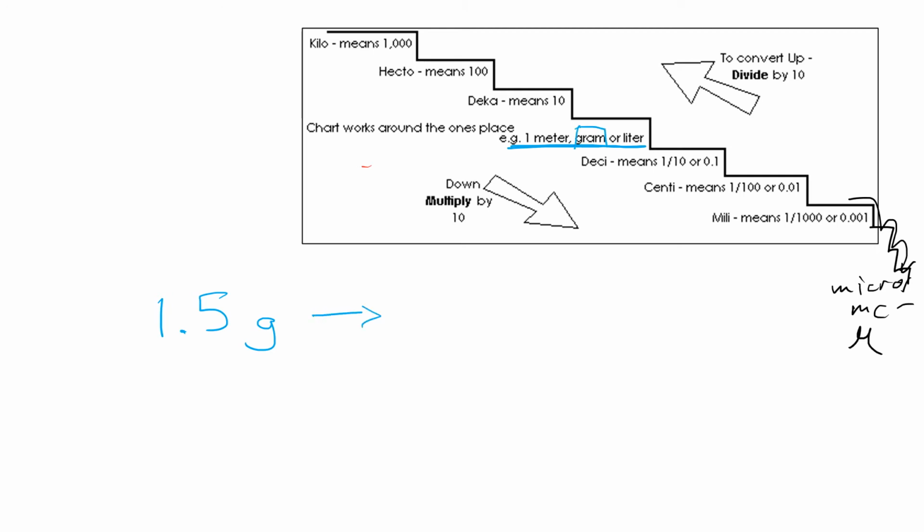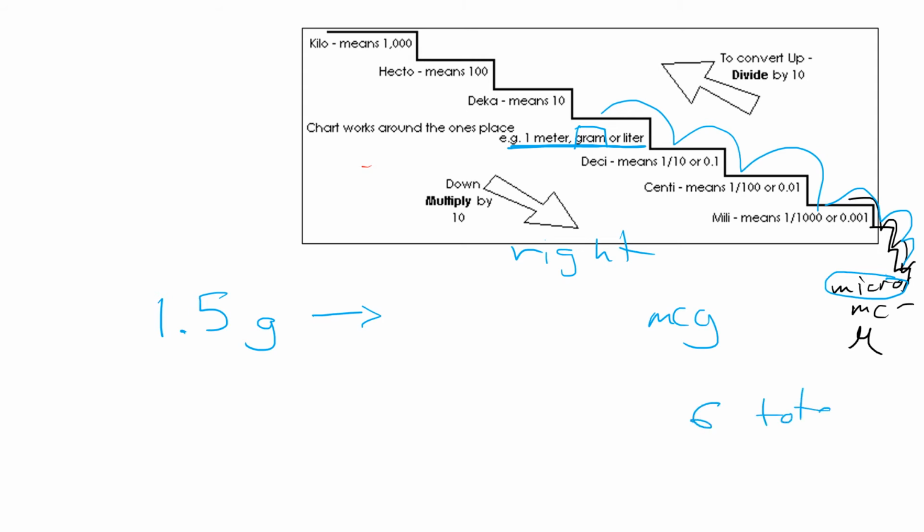We're going to go to micrograms. So we're going all the way down here to micro. So we're going to the right first, because we're going down to the right, and we're going how many steps? 1, 2, 3 steps to milli, and then 1, 2, 3 steps to micro. So 6 steps total to get from our base unit, from our gram to our micro.